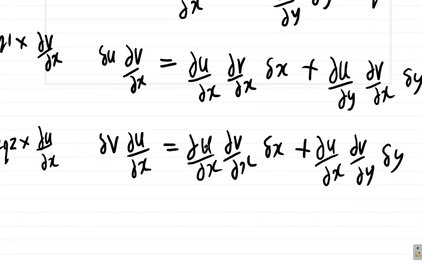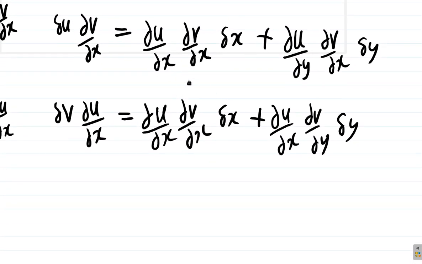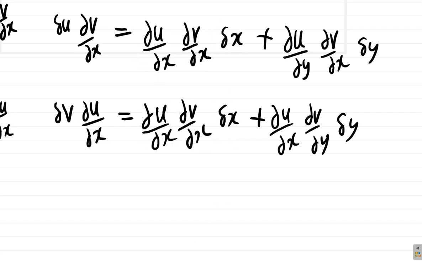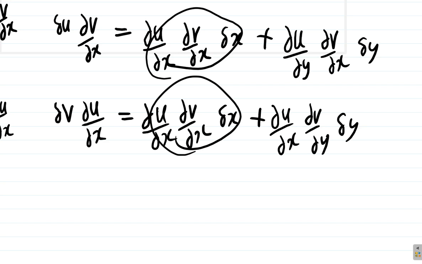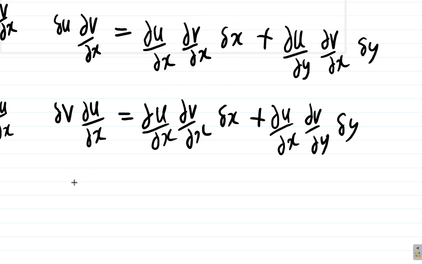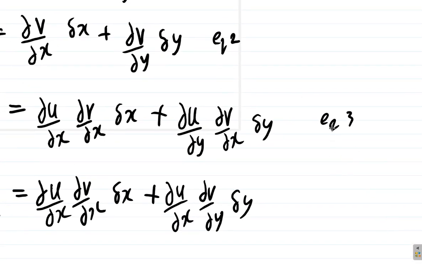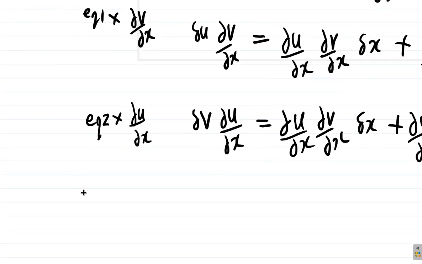Okay. Now, here, notice we have delta u by delta x, delta u by delta x. We have our delta v by delta x and delta v by delta x. We have our delta x and our delta x. Right? So, essentially this and this, they are the same thing. So here now, we subtract equation 3 and equation 4. We could call this equation 3 and this equation 4. So we say equation 3 minus equation 4.